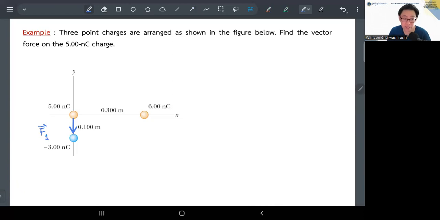And now pay attention to the pair of 5 nanocoulomb and the 6 nanocoulomb. Now they are the same type. They're both positive, so they are going to repel each other. So when we are focusing on the 5 nanocoulomb charge, it's going to be a force pointing in this direction. Does that make sense?